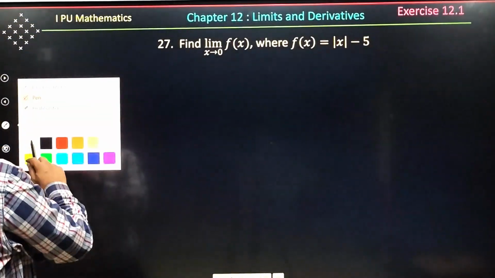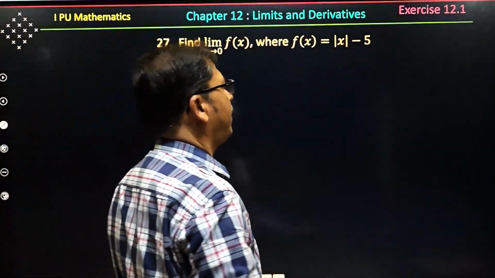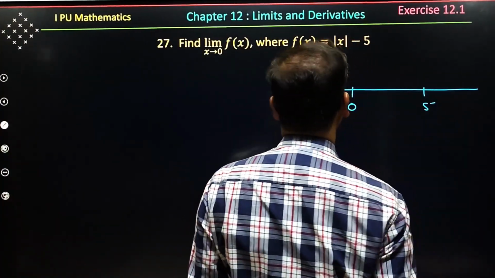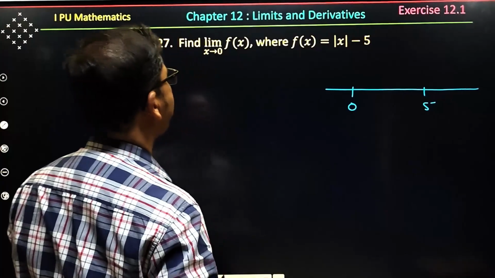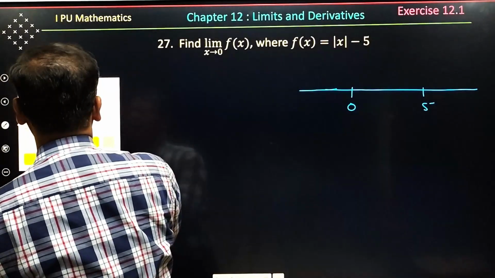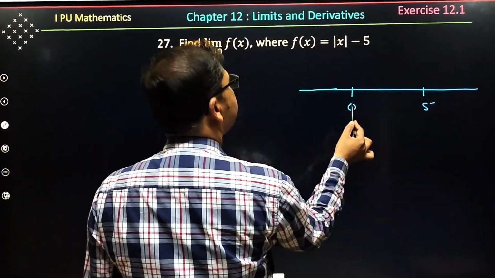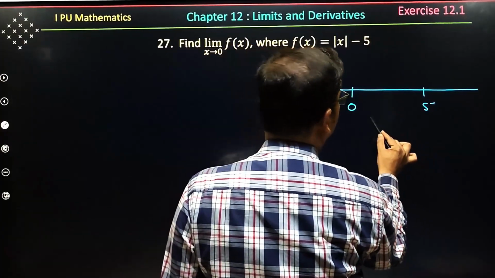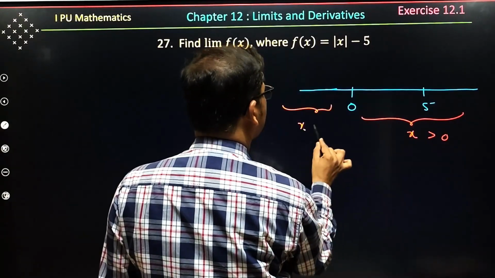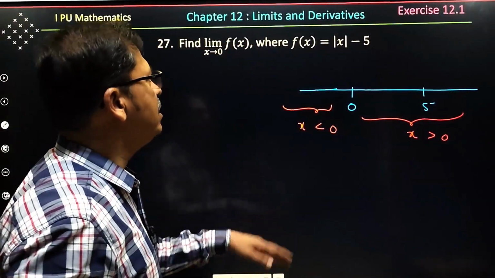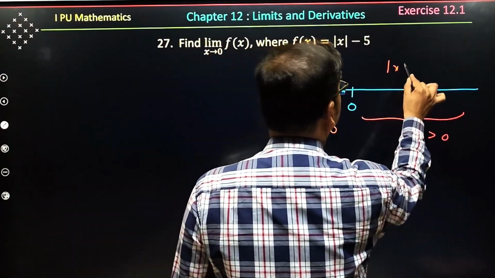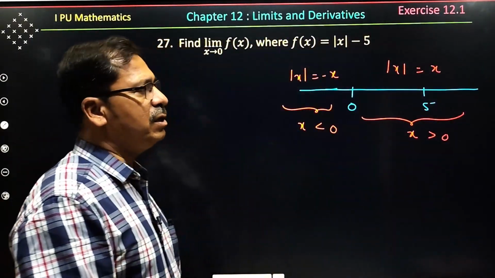Now observe here. Let me take into consideration a number line. Say this is 0, say this is 5. Mod x value, if you take into consideration the mod x value, these are the values here. X value is greater than 0. X less than 0 here. When x is less than 0, mod x is equal to minus x. When x is greater than 0, mod x is equal to only x. This is your basic definition.